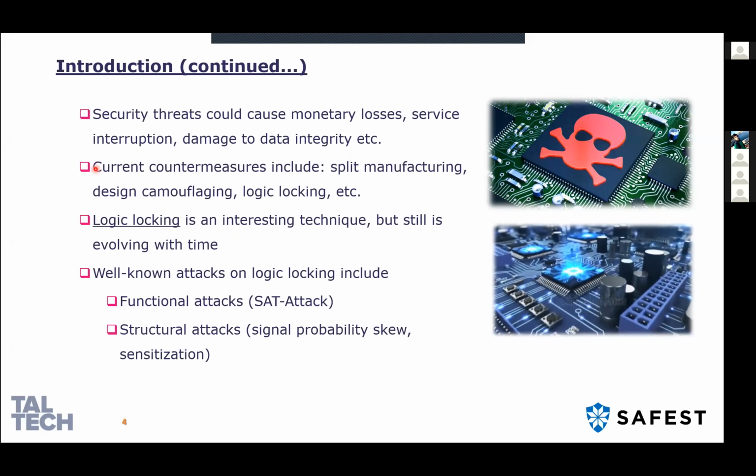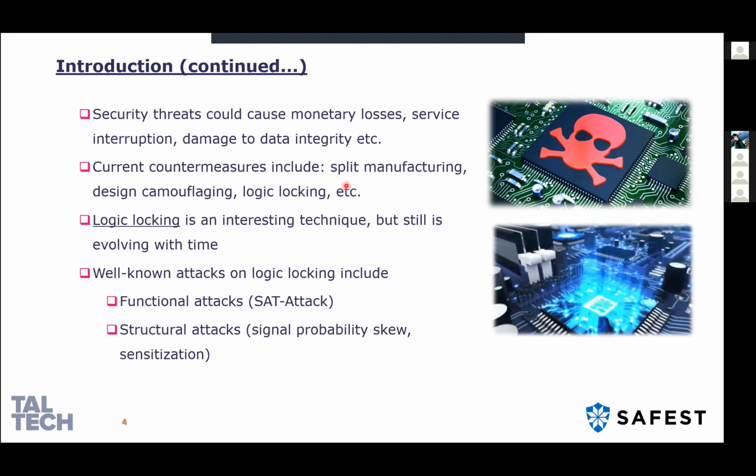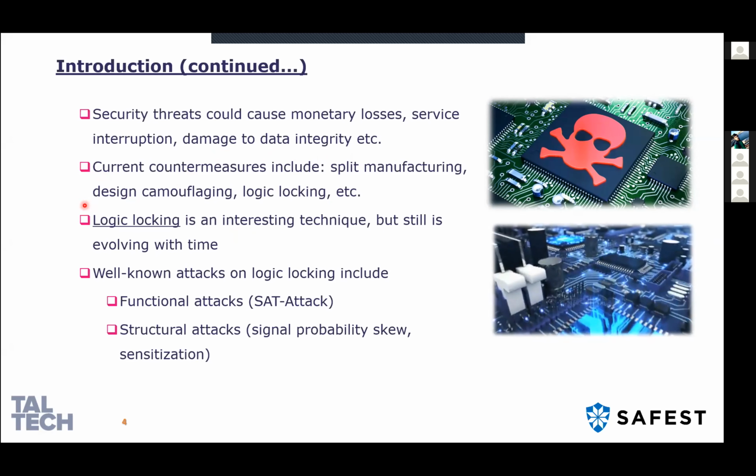To cope with the aforementioned security threats, the current countermeasures include split manufacturing, design camouflaging, logic locking, etc. Logic locking is an interesting technique, but it is still evolving with time. The well-known attacks on logic locking include functional attacks and structural attacks. Concerning functional attacks, we have the SAT attack, and a lot of work is going on in this type of attack. Concerning structural attacks, we have signal probability skew, SPS, sanitizer, and fault injection-based attacks, and many more.